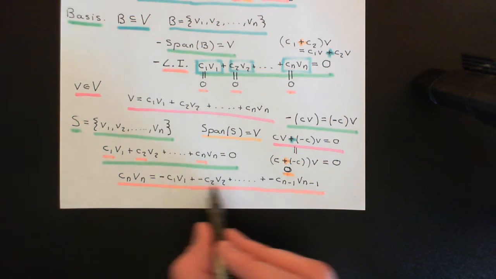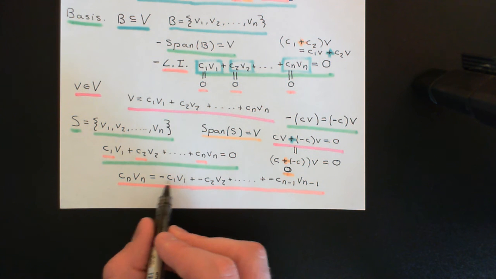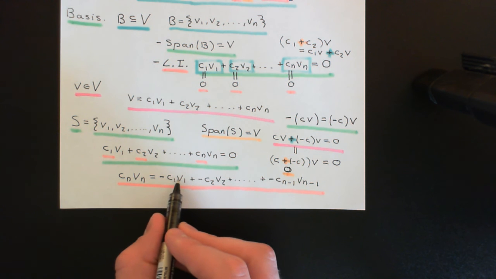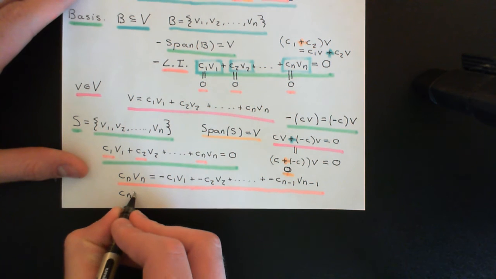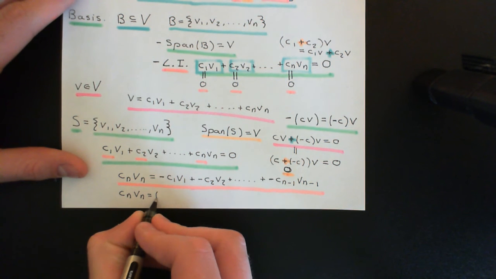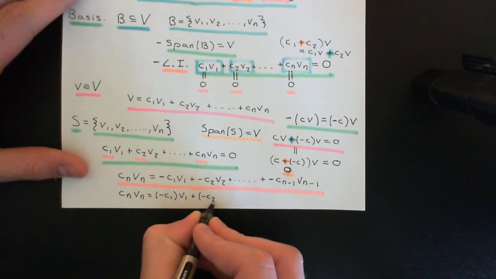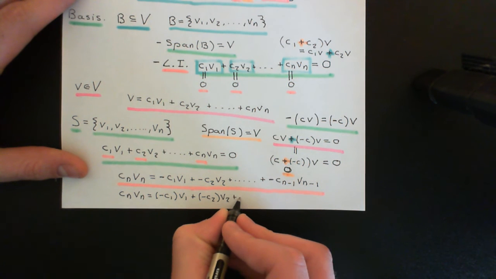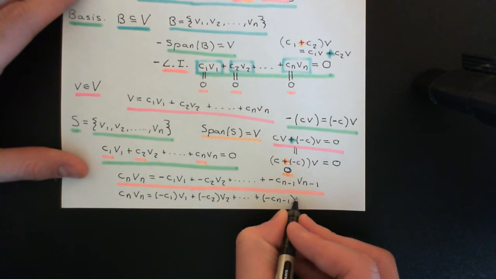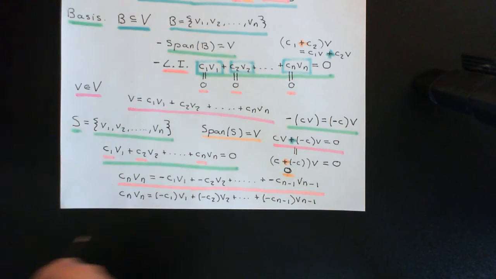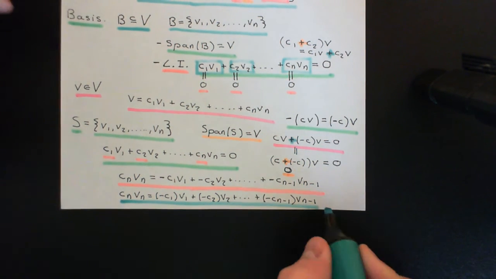So that helps us here, because then what we can do is say that the additive inverse of C1 times V1 is actually just the additive inverse of C1 scalar multiplied by V1. So now what I can do is write this as Cn times Vn is equal to negative C1 times V1 plus negative C2 times V2 plus all the way up to negative Cn minus 1 times Vn minus 1, like so. Okay? Right, so what's my next move going to be?